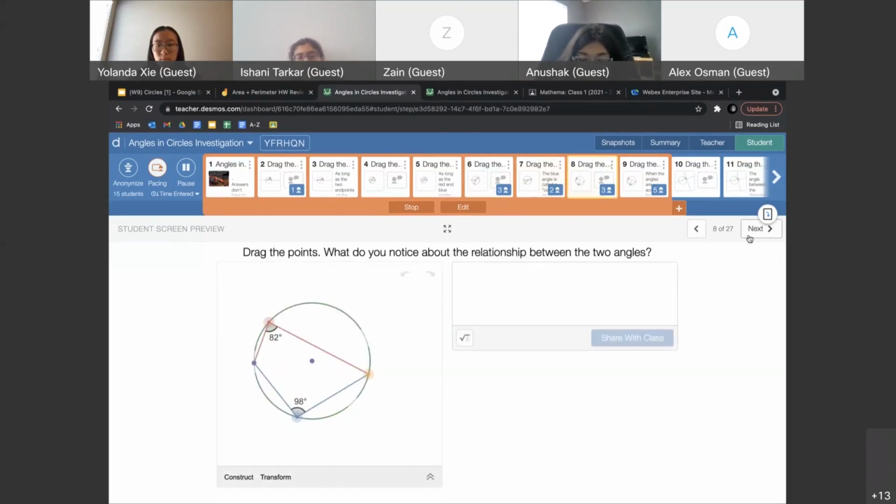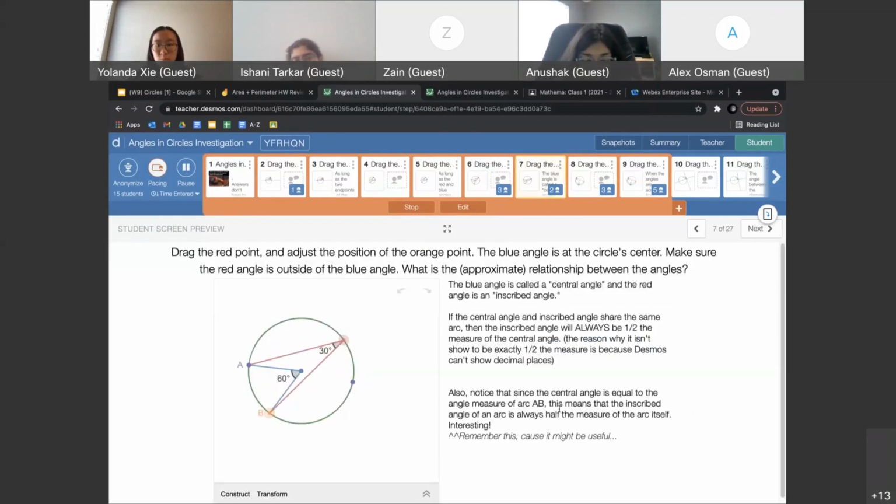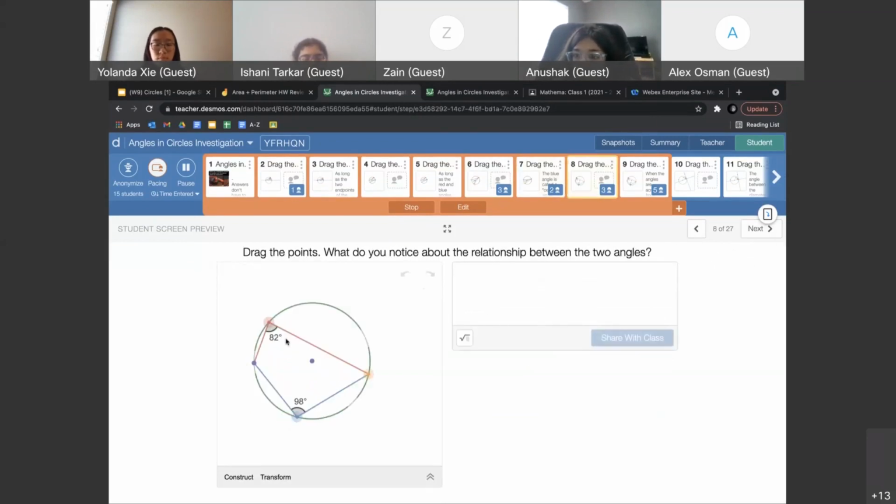So that's just something to note. If you're taking notes, make sure to write that down. And then drag the points. What do you notice about the relationships between the 2 angles?